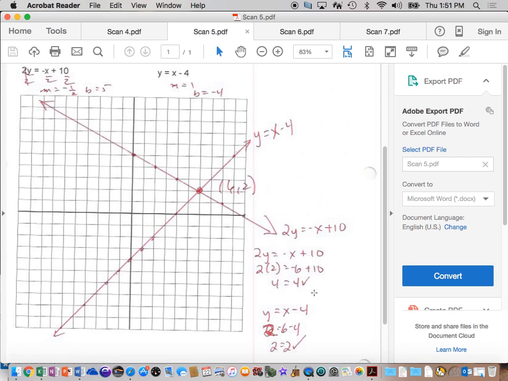Diego, how did you get negative 6? I got positive 6. No, over here, see how it says negative x? So if the x is 6, then when I put the negative in front, I get my negative 6.